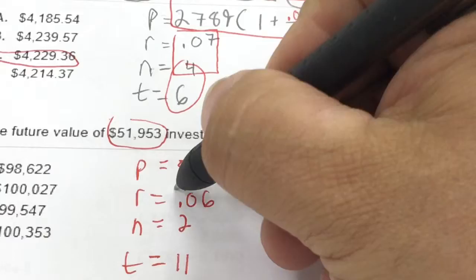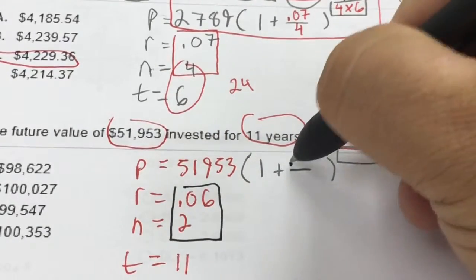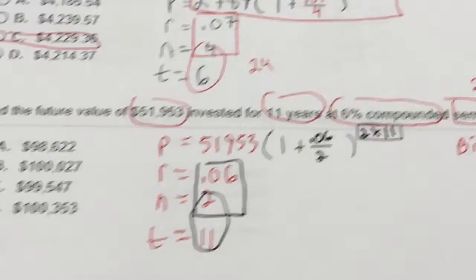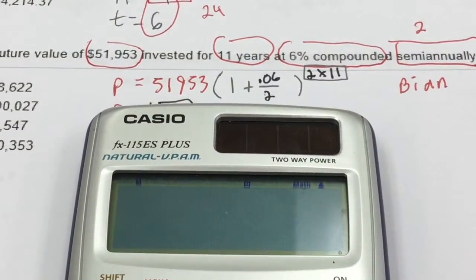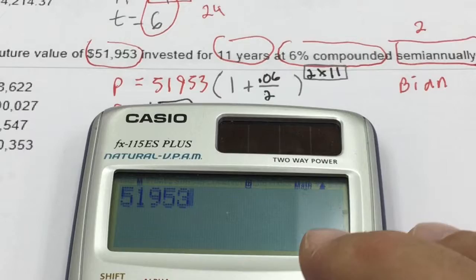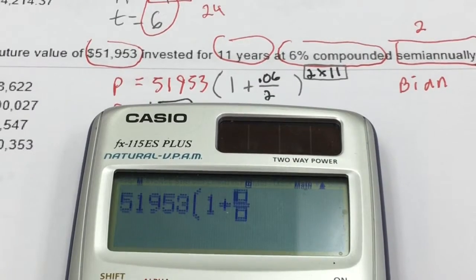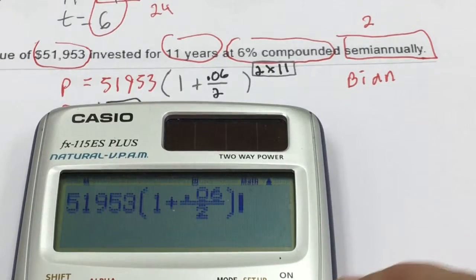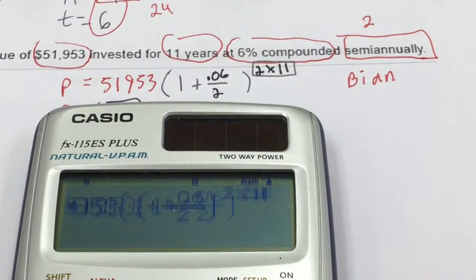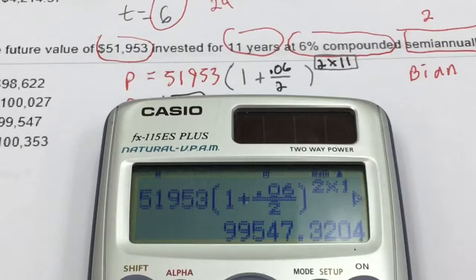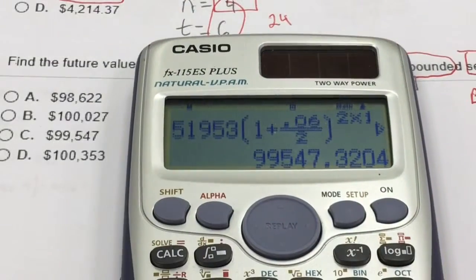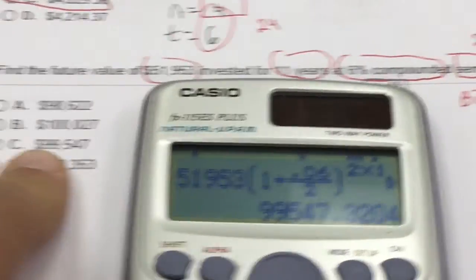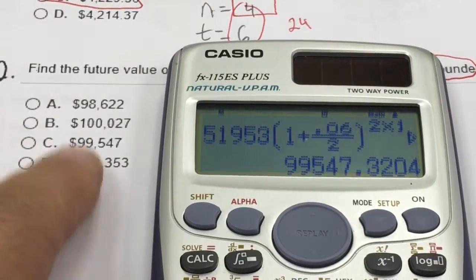It goes pretty smoothly. Notice the 0.06 over 2. And then up here, the 2 times 11. And it'll enter into the calculator really conveniently. 51953, open parentheses, 1 plus fraction bar, 0.06, down arrow, 2, right arrow, close parentheses, to a power of 2 times 11. I could have done that in my head, but I'm just going to type it in. And that gives me 99,547. And right on the money. This time they didn't round too much. They didn't take it out to the nearest penny. They took it to the nearest dollar. But it's multiple choice, so that's kind of nice. Choice C.